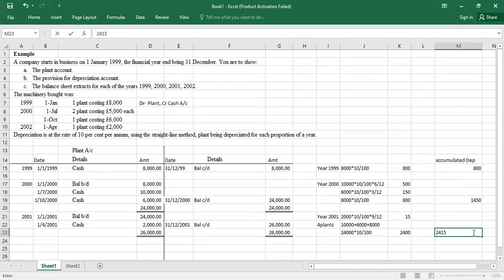In other words, if I add the totals, I'm going to get the accumulated depreciation as 4,665. Any question?